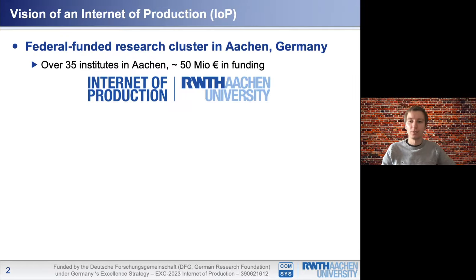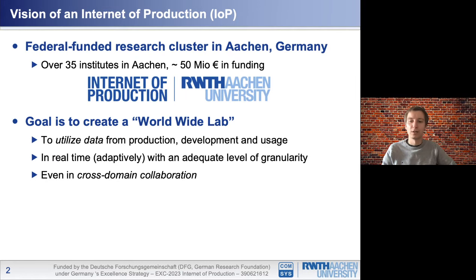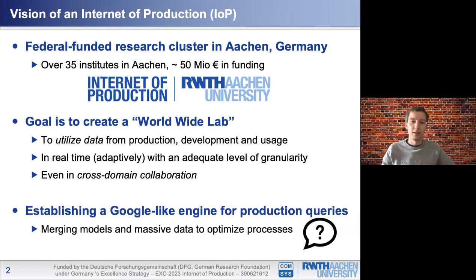First of all, I'm going to give you a little bit of an introduction about the Internet of Production. We're a federally funded research cluster here in Aachen where over 35 institutes from different disciplines are participating, and the goal is to create a worldwide lab. So we want to utilize information from different production steps globally. Eventually, we want to establish a Google-like engine for production queries where we utilize all the available information.